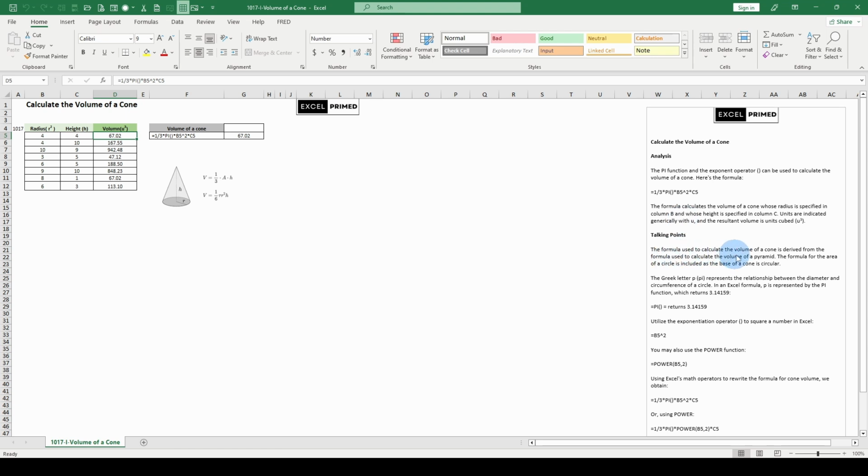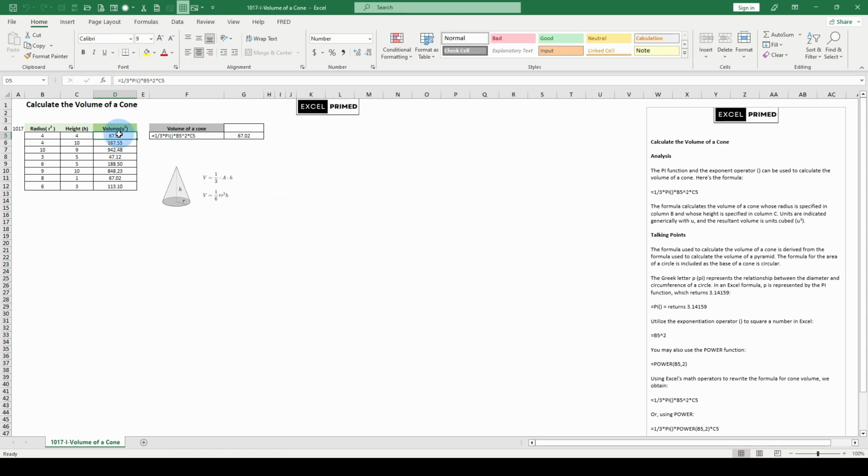The formula used to calculate the volume of a cone is derived from the formula used to calculate the volume of a pyramid. The formula for the area of a circle is included as the base of a cone is circular. The Greek letter pi represents the relationship between the diameter and the circumference of a circle. In an Excel formula, pi is represented by PI, which is 3.14159. When I said pi, that's going to be 3.14159.